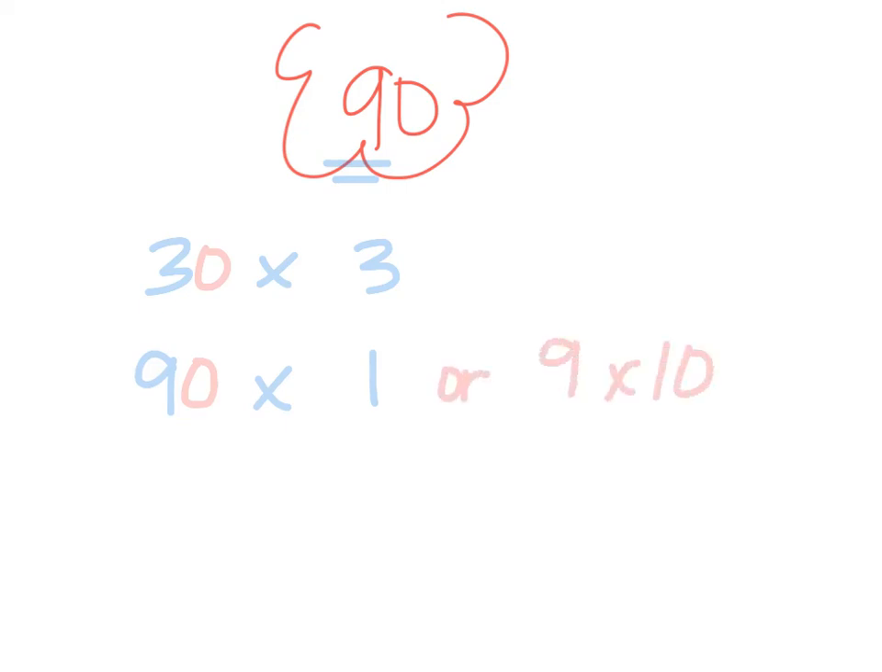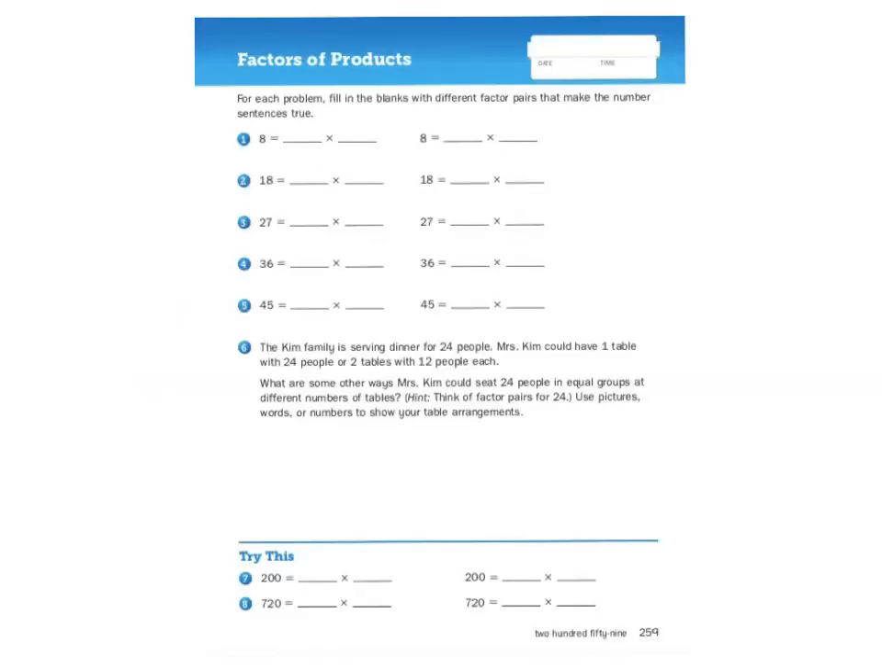Okay, I'd like you to now get your math journal, and you're going to need to turn to page 259. I'm going to skip a couple here. Great. And 259 should look like this. And we're going to do problems 1 and 2 together, and then you're going to do the rest by yourself. So this page is going to look like this. For each problem, fill in the blanks with different factor pairs that make the number sentences true.